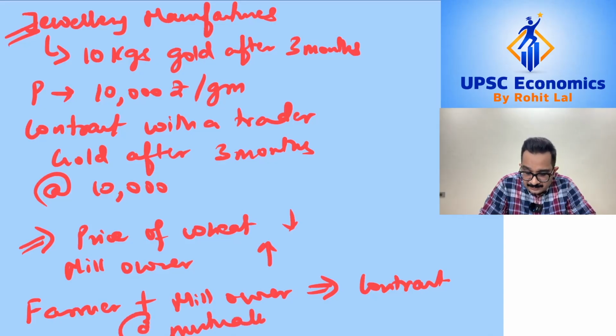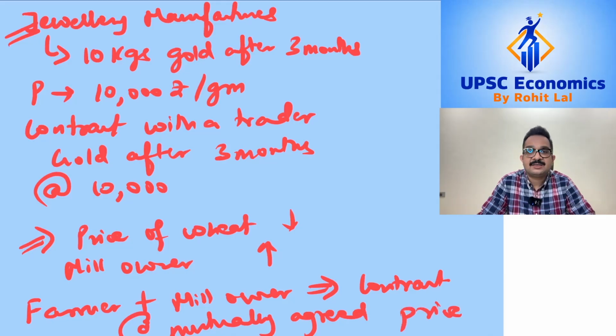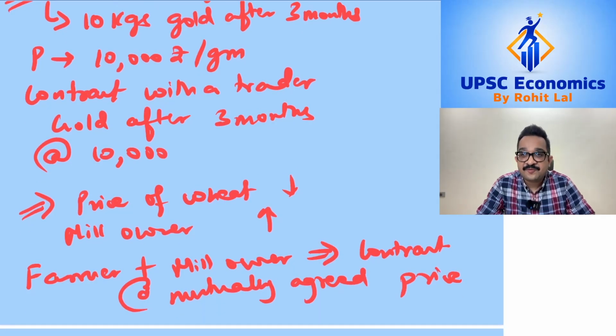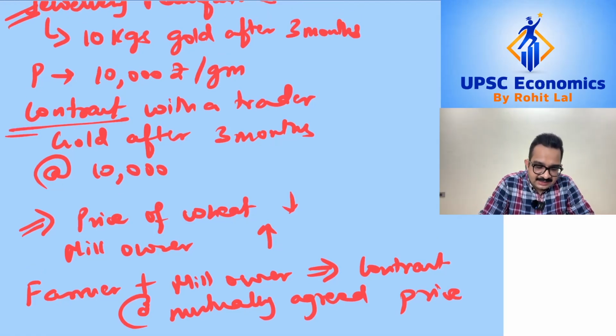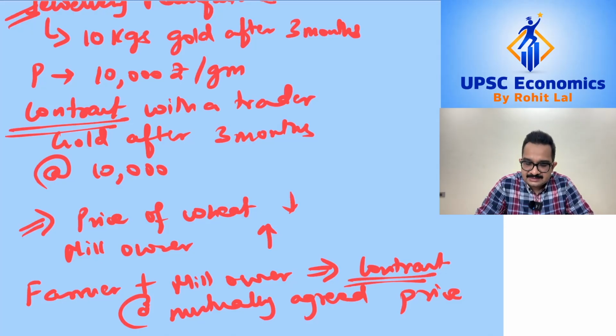mutually agreed price, and through this contract the farmer can be assured that he'll be able to sell the wheat at the price he wants, and the mill owner can be assured that he will get wheat to process further at the price he wants. So contracts such as this, which the gold jewelry manufacturer or here the farmer and the mill owner are entering, are called derivatives.